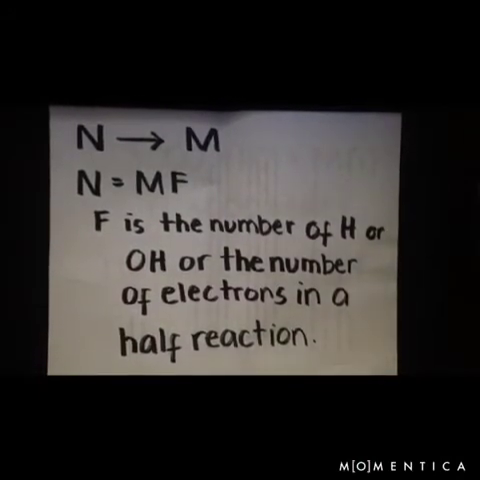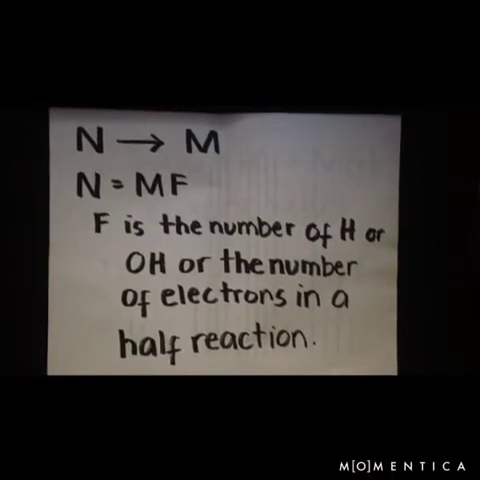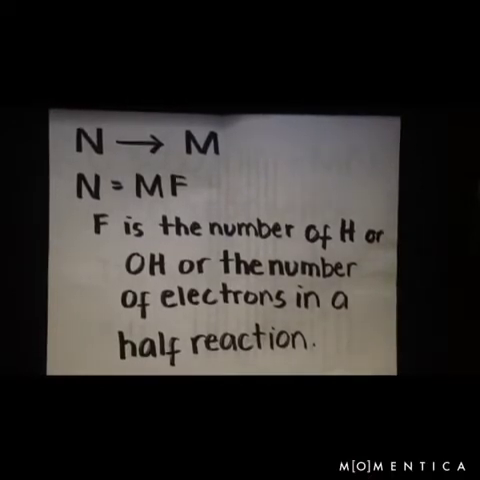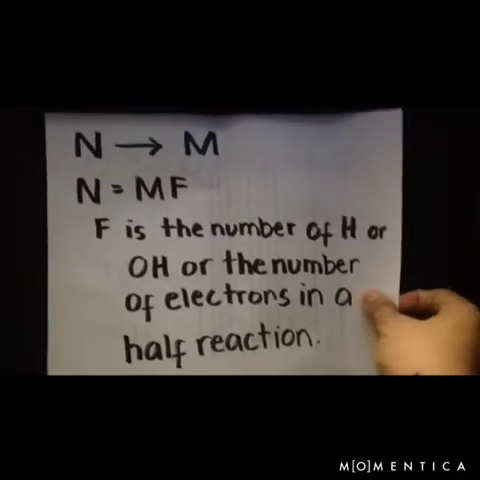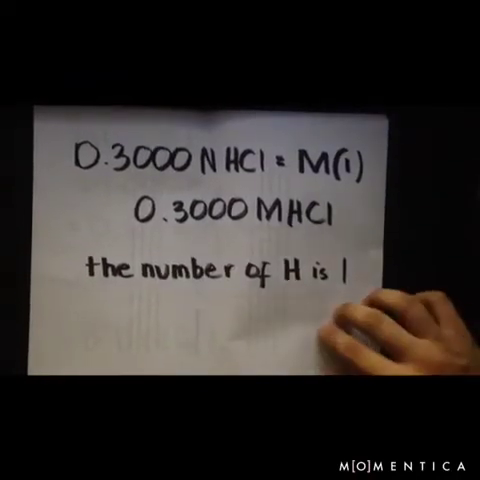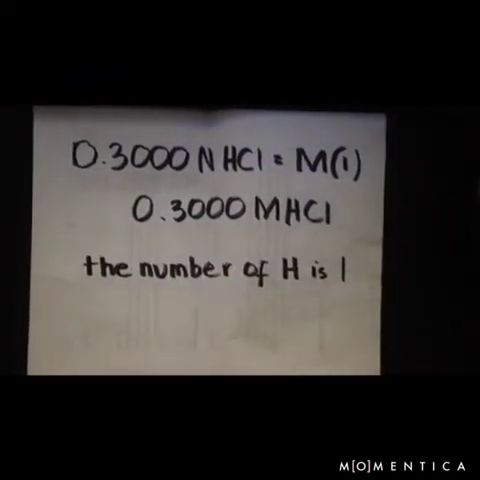The next thing to do is convert the normality to molarity. Normality is equal to molarity times F, where F is the number of H or OH, or the number of electrons in a half reaction. 0.3 normality HCl is equal to molarity times F, where F is 1 because there is only one H. So 0.3 normality HCl is equal to 0.3 molarity HCl.